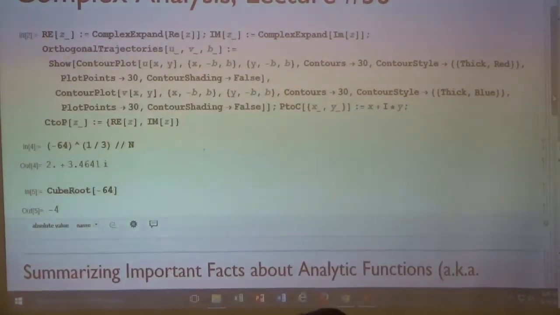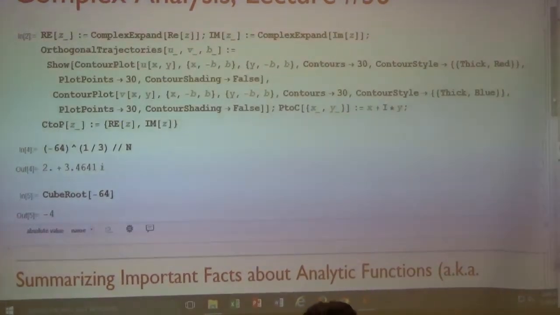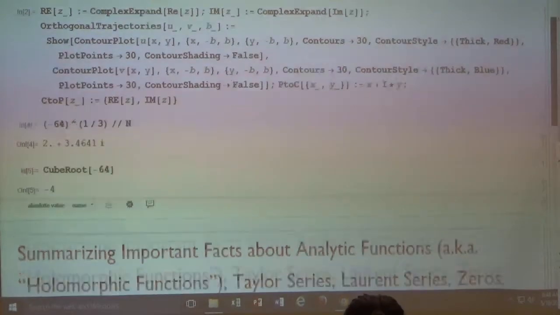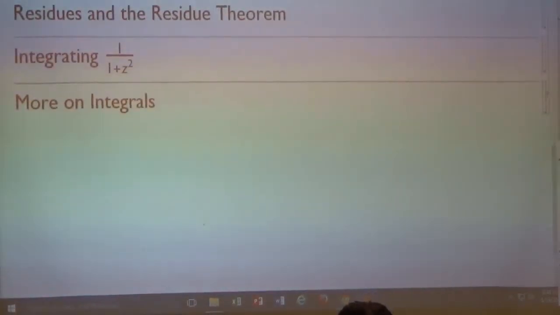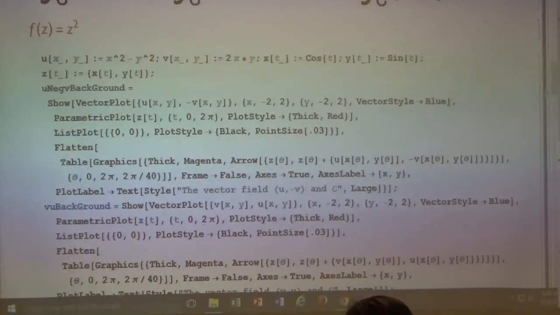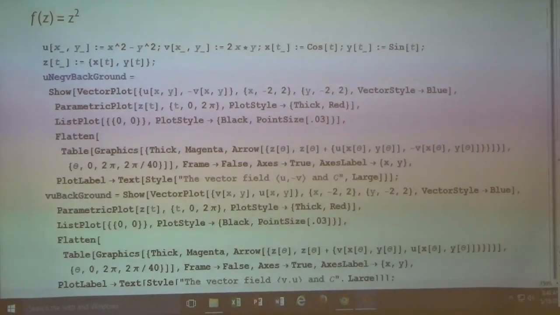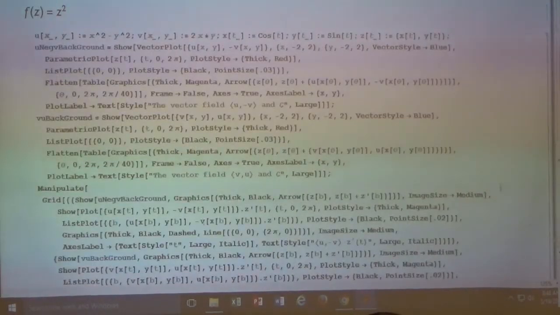Let me end class with some visualizations that I wanted to get to earlier but never had the time to. I made more Mathematica code to visualize integrals, and I will save this on the wheel. Looks like a lot of code here. I'm going to visualize somehow the integral of z squared with all this code.